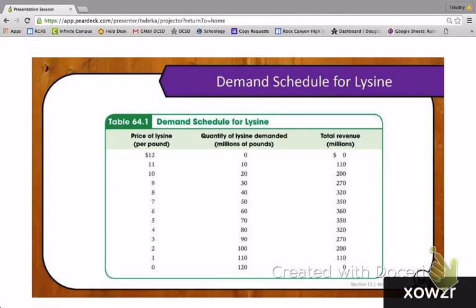You can see that here in the demand schedule for lysine. If you look at the total revenue column, you can see the total revenue is maximized at a price per pound of $6, where 60 million pounds of lysine would be produced. And if the firms were to engage in collusive behavior, that is the quantity they would want to produce, 60 million pounds at a price of $6.